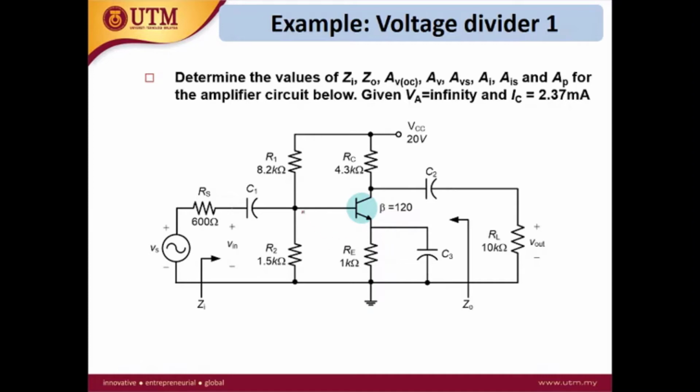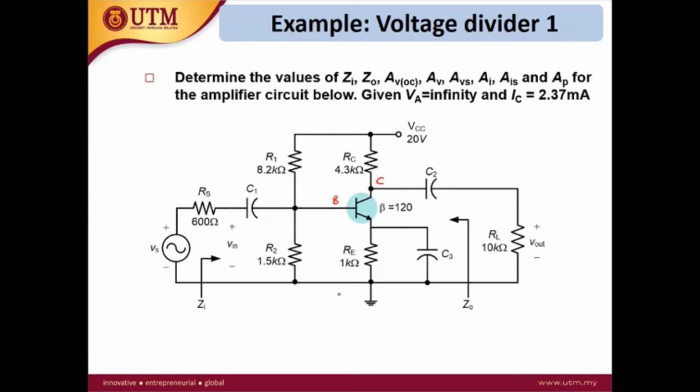So this is a common emitter. The input is at the base, output is at the collector, so the emitter is the unused terminal. So this is common emitter, and this bias circuit is called voltage divider. Overall, this is called the common emitter voltage divider configuration.